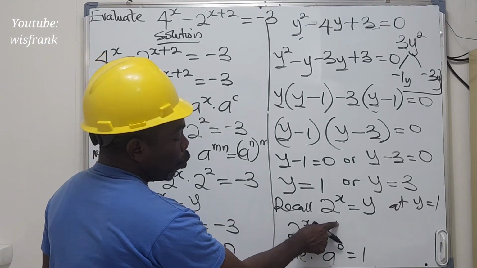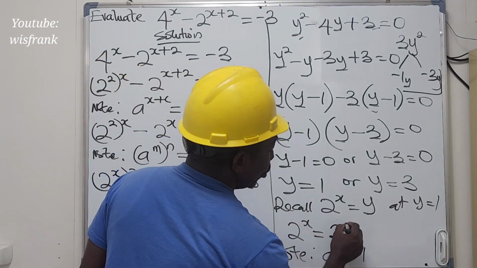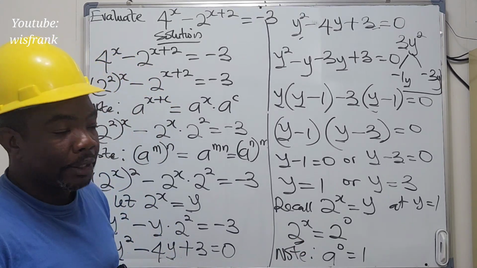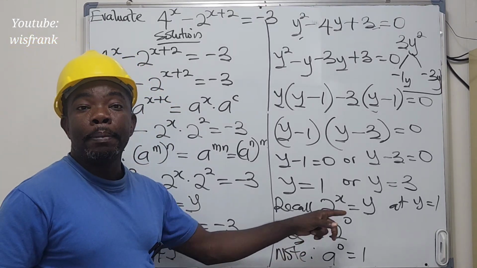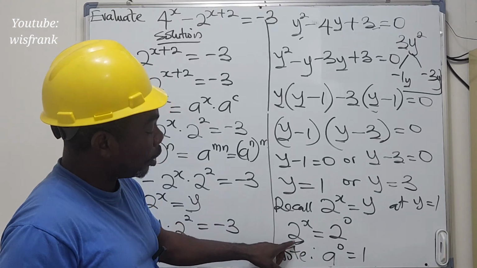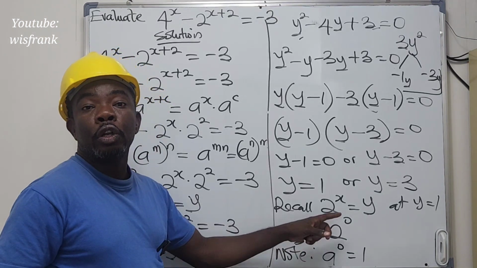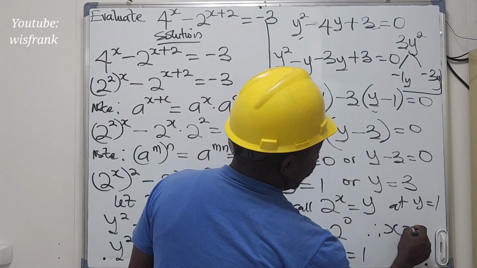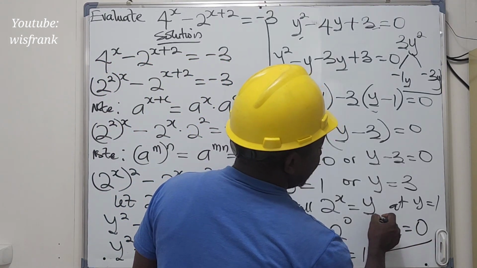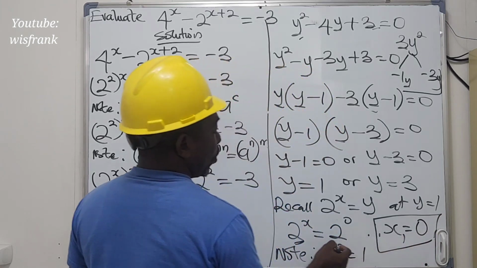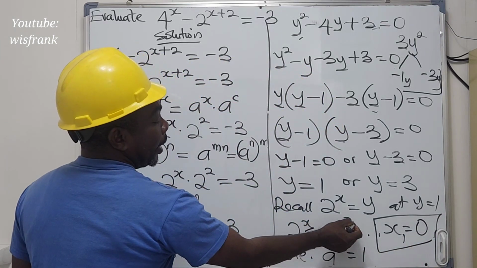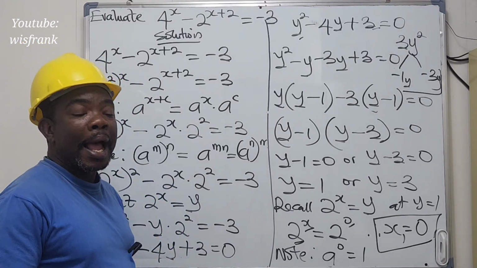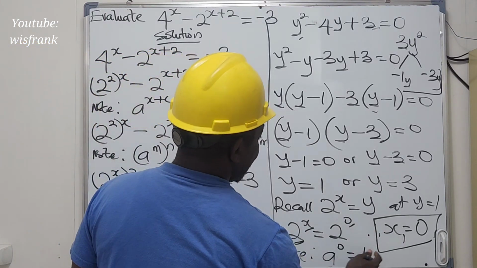So in this case, this 1 can be written as 2 to the power of 0. Why we choose 2? Because we have 2 here. We want to make it the same base so that we will be able to equate the powers. So now we have 2 to the power of x equals to 2 to the power of 0. In that case, our value of x here will be equals to 0. So this is the first value of x, which is equals to 0, because we equate the power, because the base are the same. So that is the first value of x that we have.